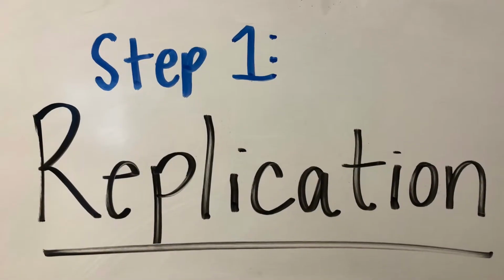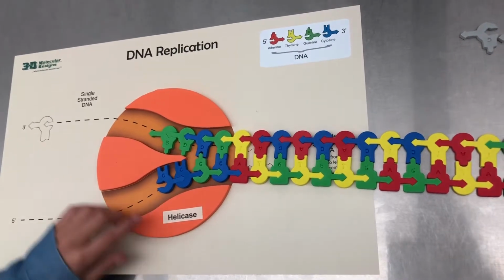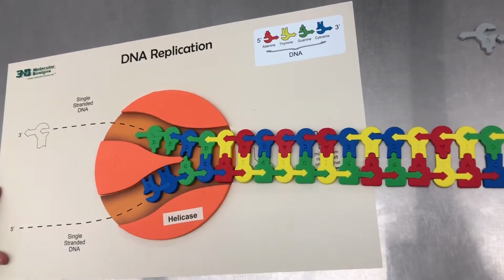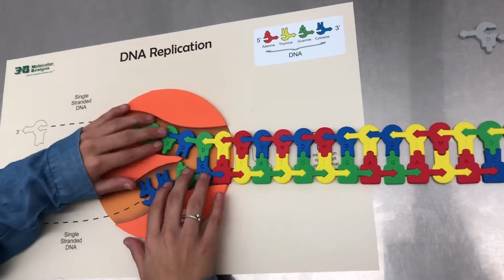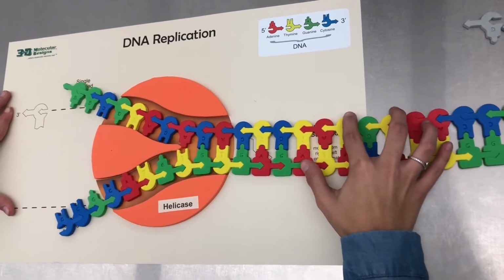Replication is the first part of the central dogma. In this process, the DNA strand gets unzipped with help from an enzyme called helicase. Helicase breaks hydrogen bonds that are holding the complementary bases together. Once the strands are separated, those two strands will then be used as a template strand, or a model, to help make the new strand.